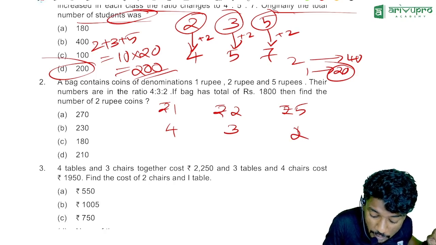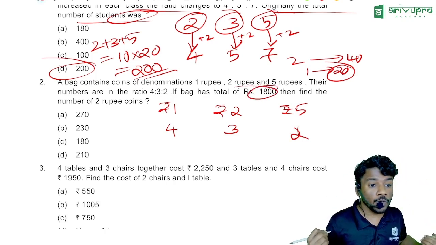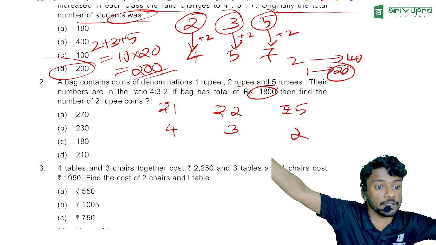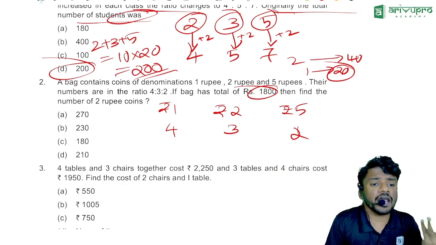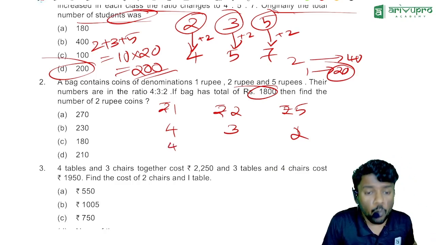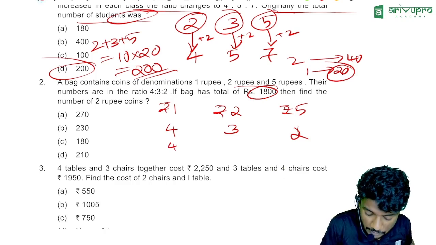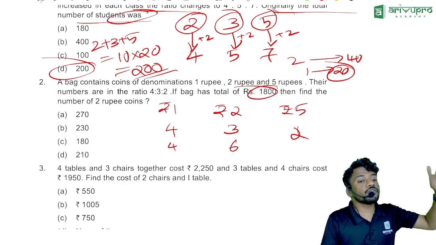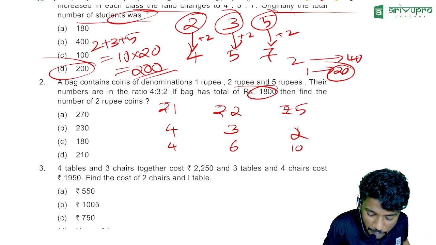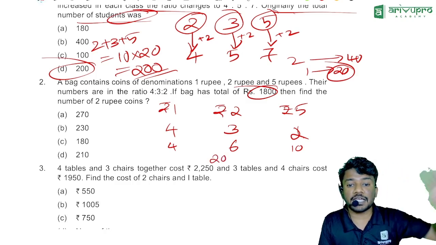Then what are they telling? If the bag has a total of 1,800, they are giving us the value. So we should equate the value to value. We cannot equate the numbers to value. So if there are 4 one rupee coins, what will be the value? 4. If there are 3 two rupee coins, the value is 3 into 2, that is 6. If there are 2 five rupee coins, the value is 10. So the total value now is 4 plus 6 plus 10, that is 20.